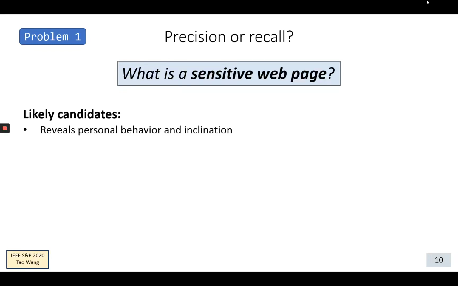You're likely going to visit such web pages multiple times. You're not just going to do it once. So even a low recall would eventually capture such a pattern, even though it wouldn't capture how many times or when exactly you visit such pages.